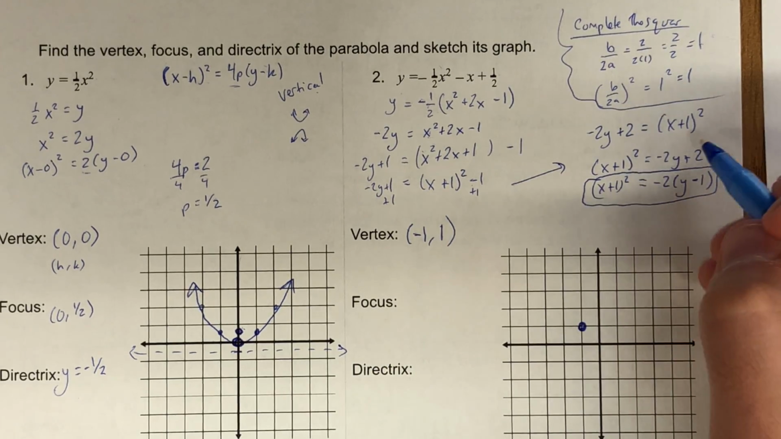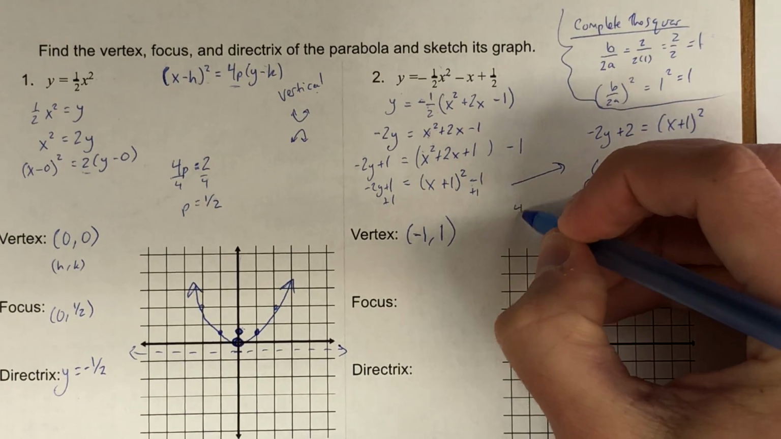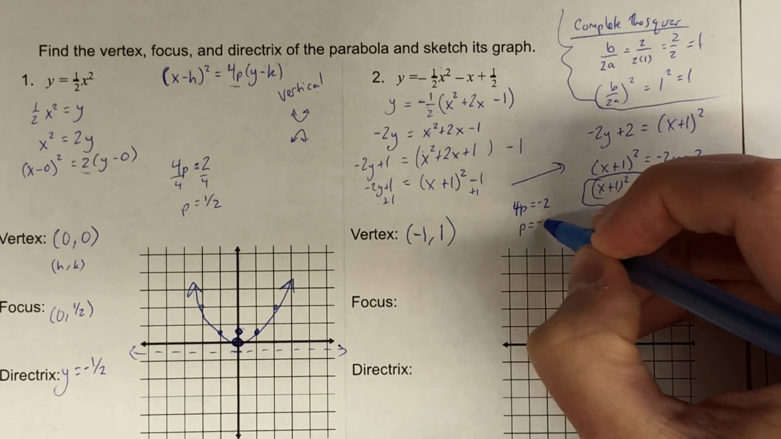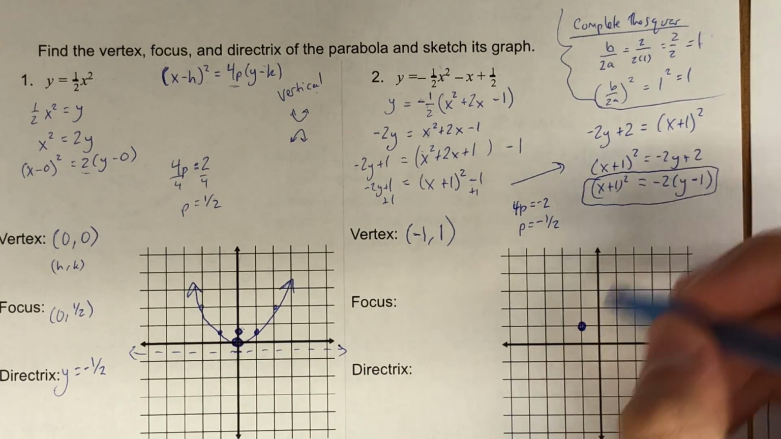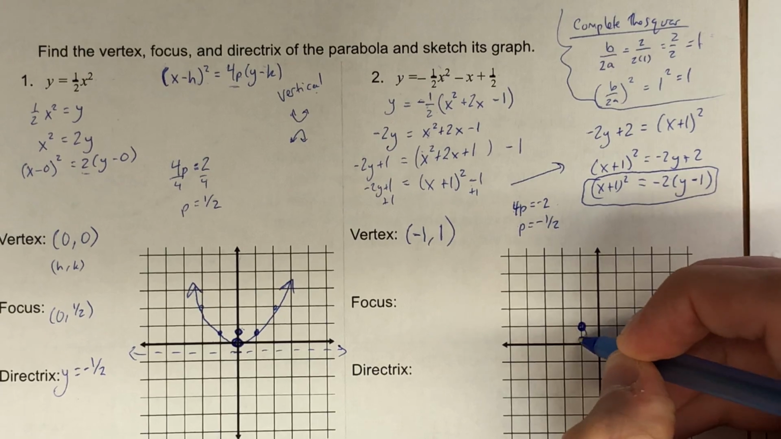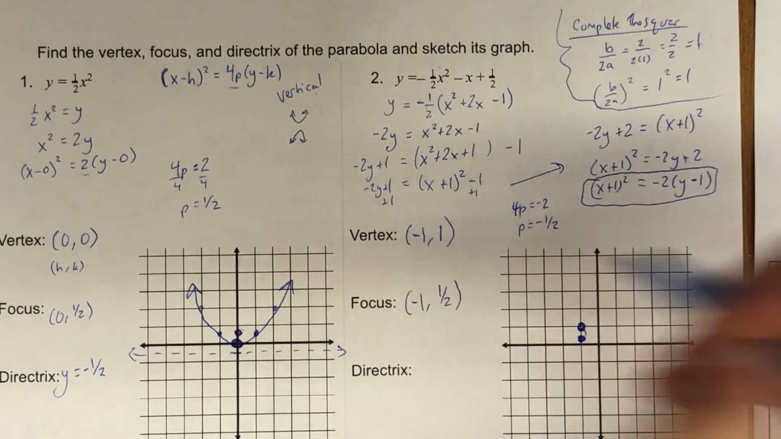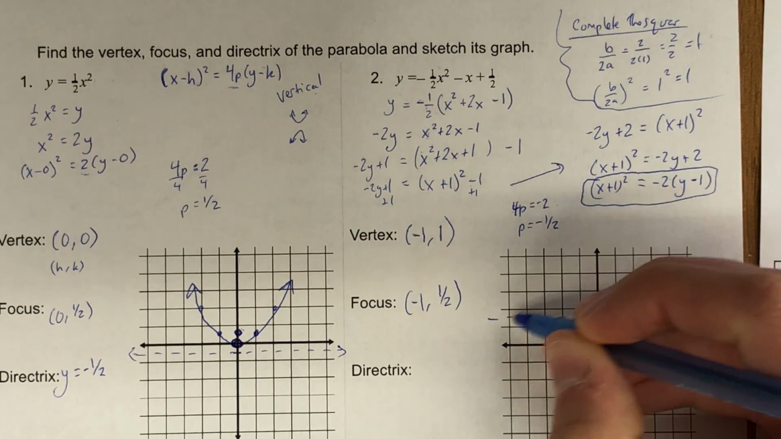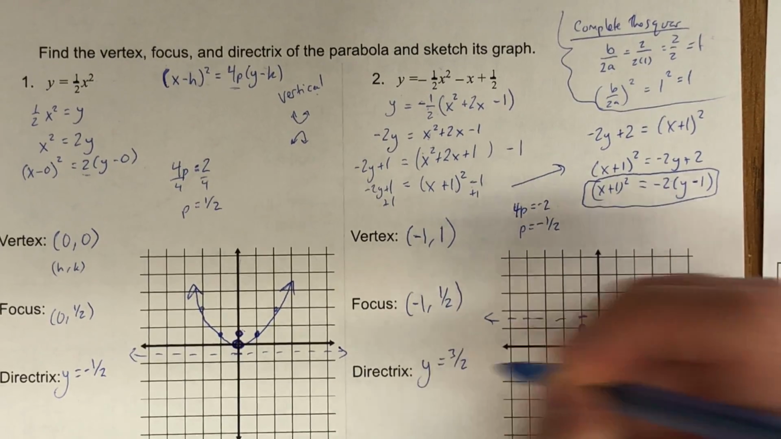Next, we should determine our p-value. So from this problem, 4p would be equal to -2. So divide both sides by 4, we get p equals -1/2. P is negative, so I know it's going to open down. And our p is -1/2, so that'll be the distance to our focus. So the focus will be 1/2 below, so -1 and 1/2. The directrix will be 1/2 above. So we get y equals 1.5, or 3/2.